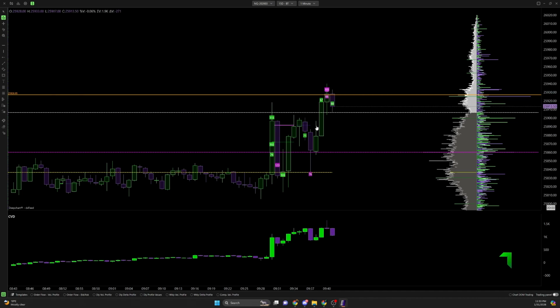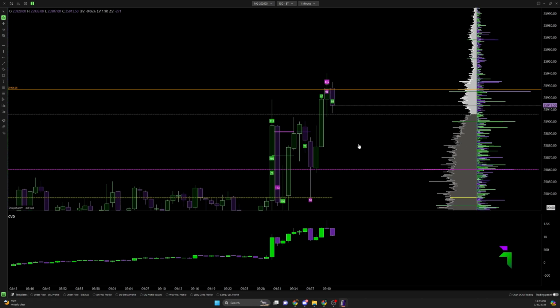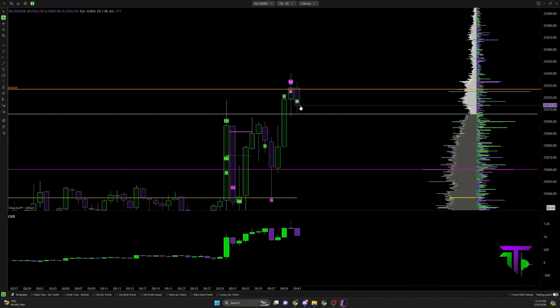So what we have here, sellers came in. Buyers try to push the price back up, no result. Buyers try to step back in, no result. Destroyed by the sellers here at the value area high. And look at the delta over here. Huge delta. I will take a short. Order filled. Order submitted.